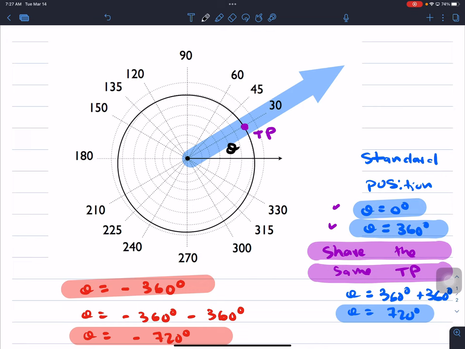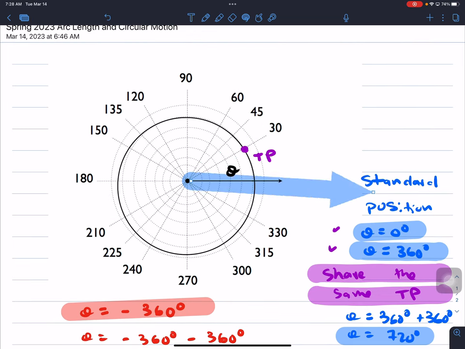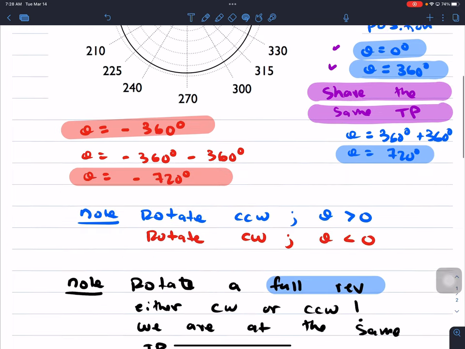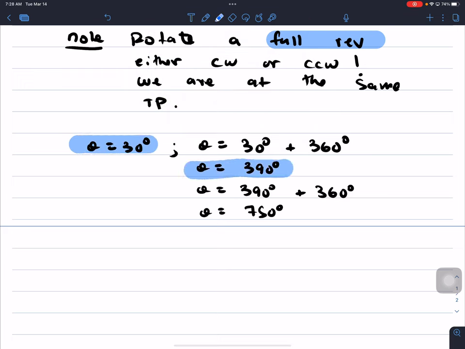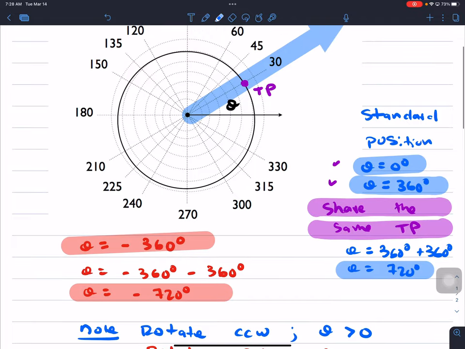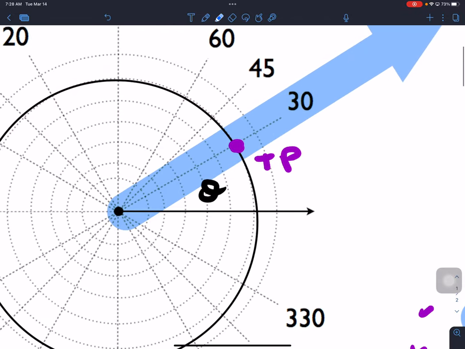You can rotate full revolutions all day long. And if I said, let's do a second revolution now, okay, what's the angle now if I end up at the same terminal point? I keep doing what? I keep adding what? 360. So that'll be 390 now plus 360. And then what is 390 plus 360? Is that 750? Okay. So here's my point to you guys. 30 degrees, 390 degrees, 750, they share the same what? Terminal point, okay?